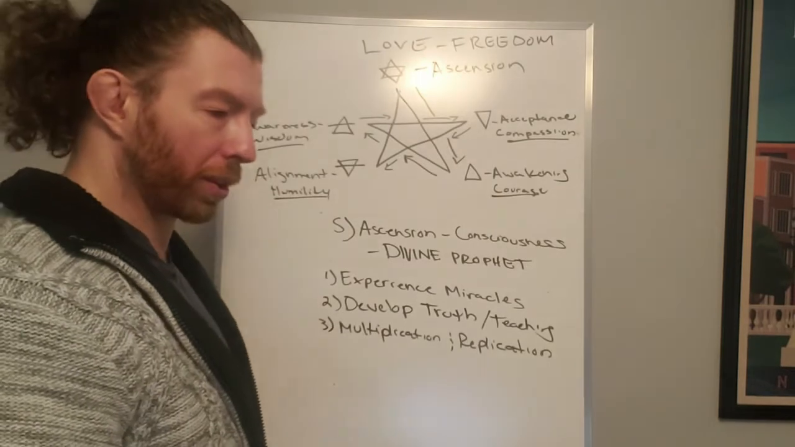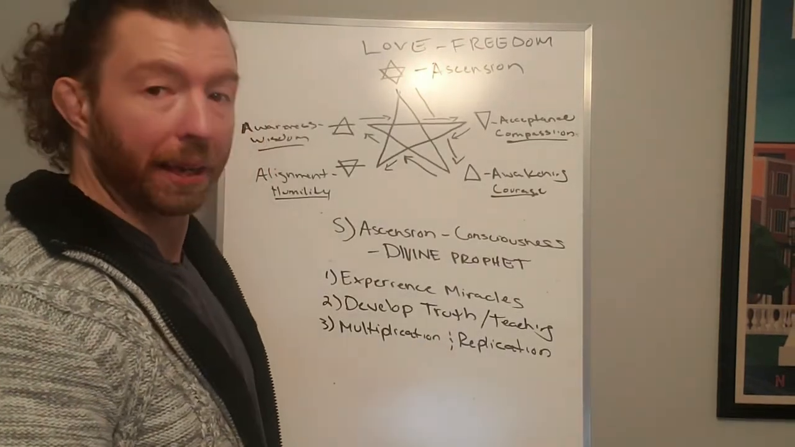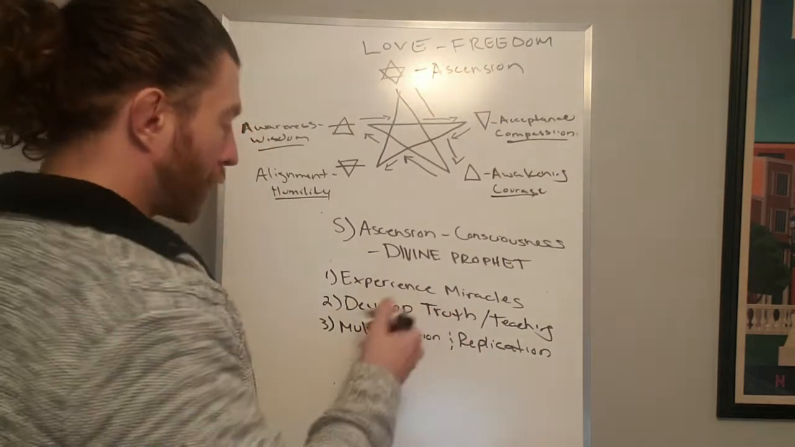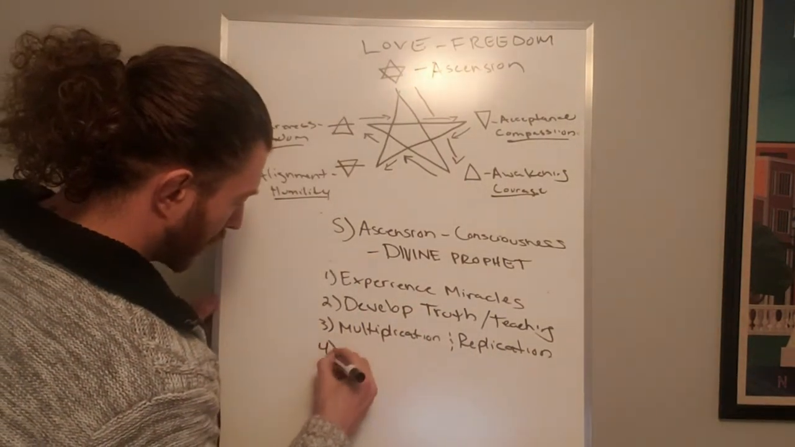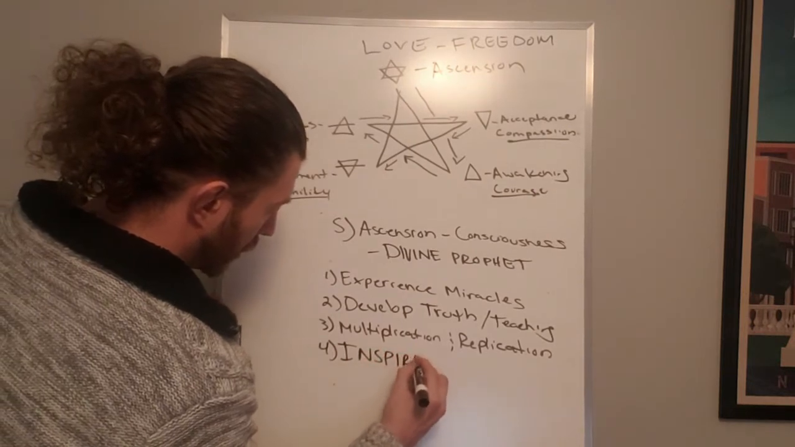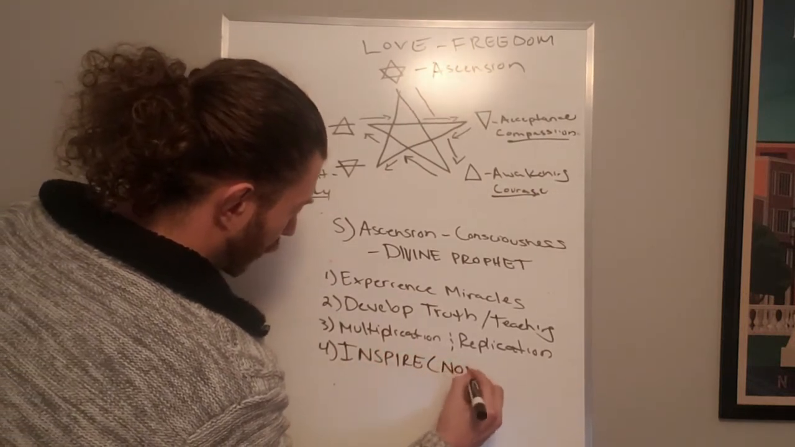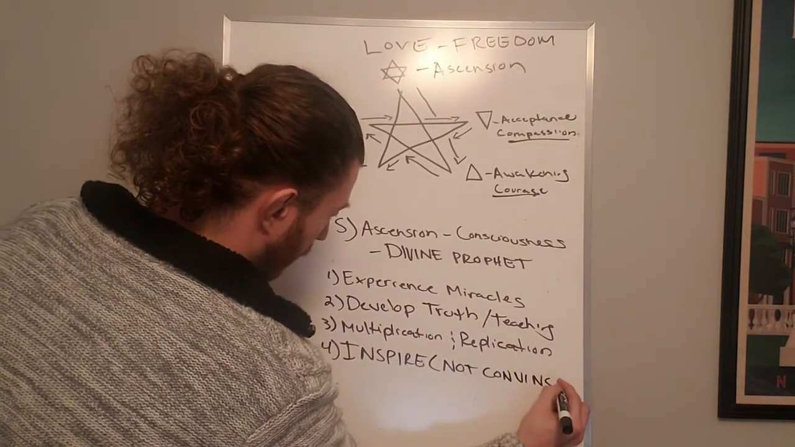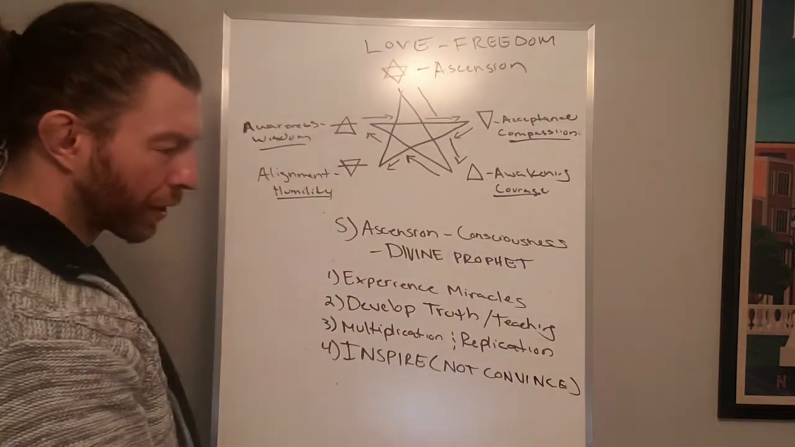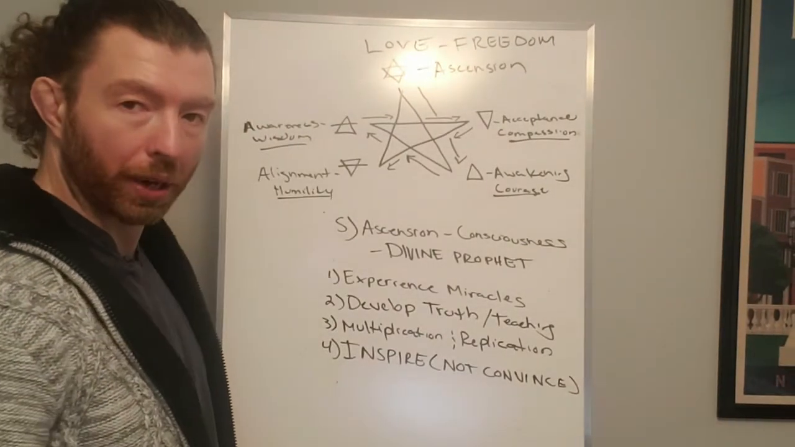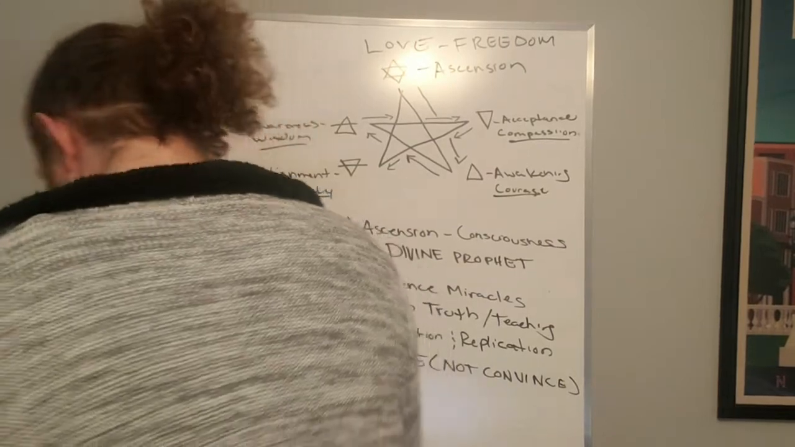The master says you don't light a lamp and put a blanket over it. You light a lamp and put it on a rooftop for all to see. I have to multiply and replicate myself. I have to inspire, not convince or preach. That is impeding free will. I can't preach or try to convince people of this. That won't work. That creates the opposite effect, and I create more suffering for myself.